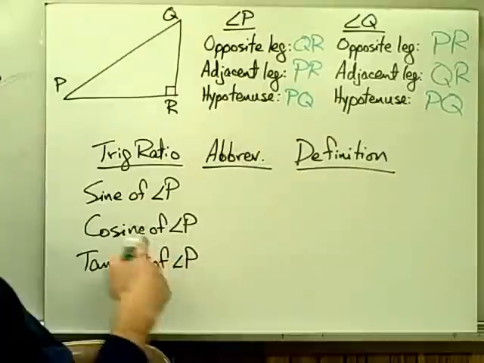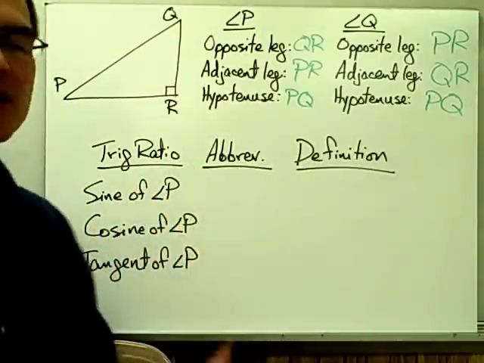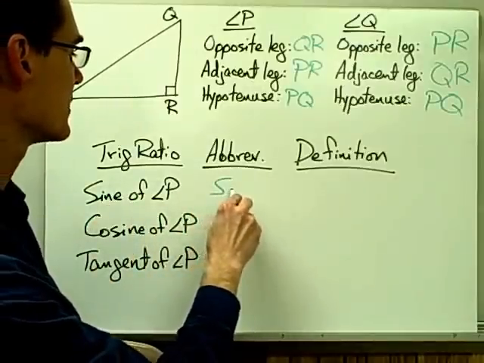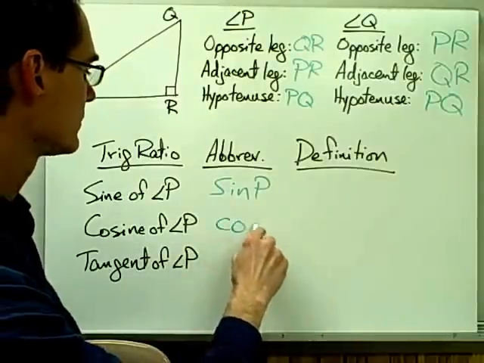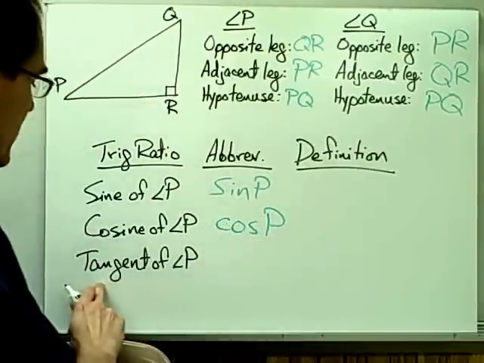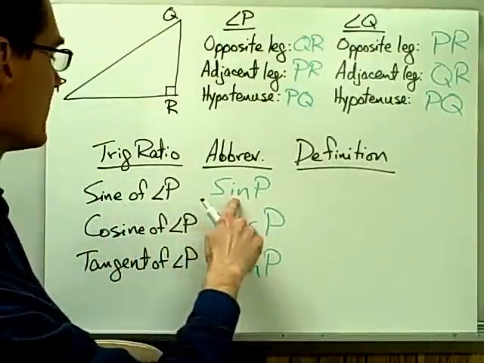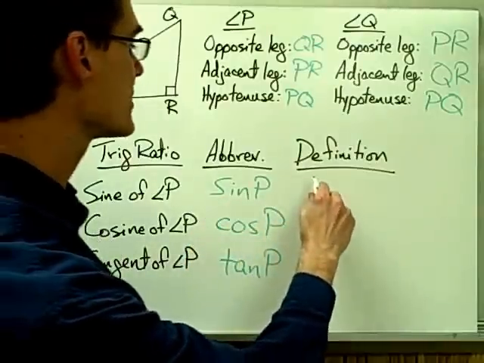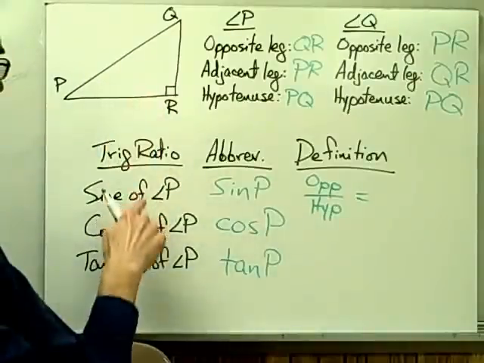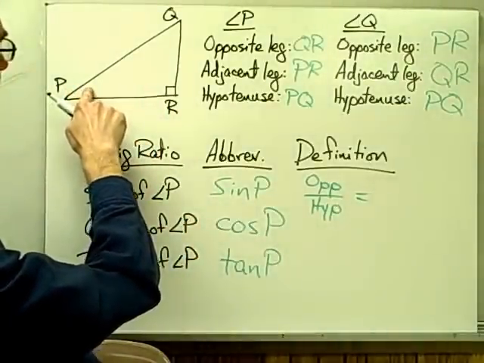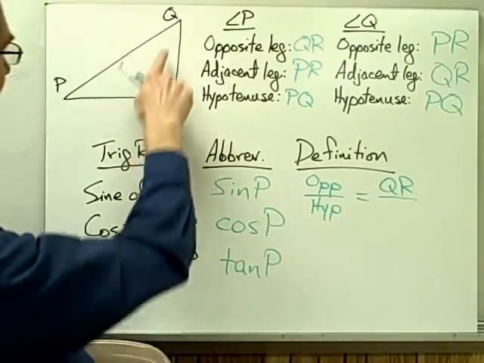So let's review these here using sine, cosine, and tangent of angle P. So the trig ratio, sine of angle P, the abbreviation, the way we write this in shorthand notation, looks like this: S-I-N-P, that means the sine of angle P. Cosine of angle P, we write C-O-S-P. And tangent, we write tan P. The definition of sine, we remember from SOHCAHTOA, sine is opposite over hypotenuse. So for this particular triangle, the sine of angle P is going to be opposite over hypotenuse. Opposite is QR, and hypotenuse is PQ.